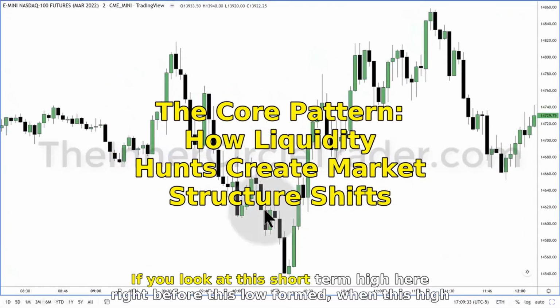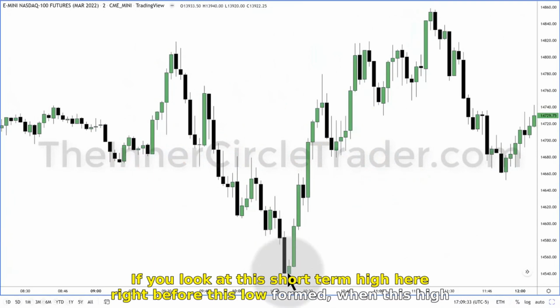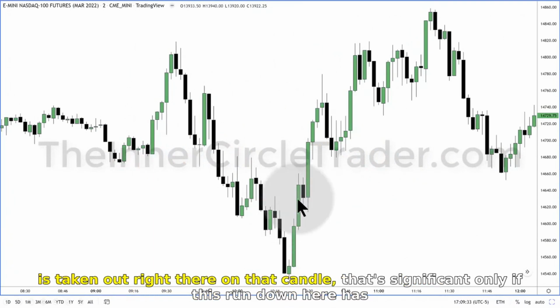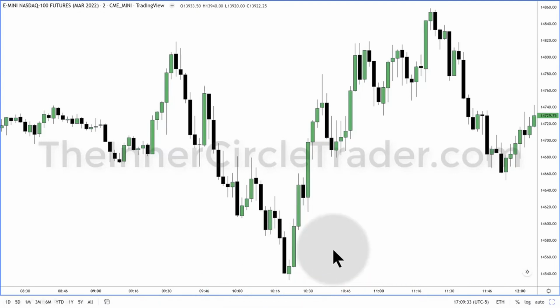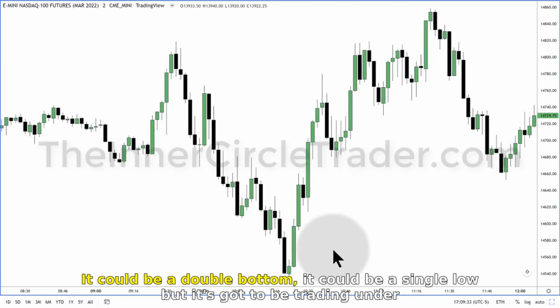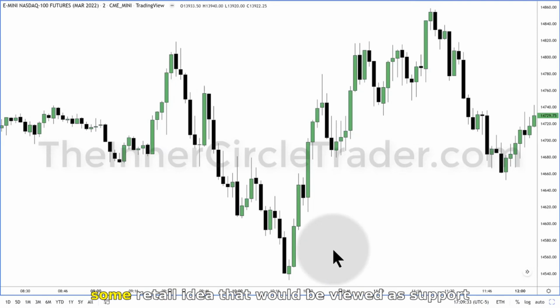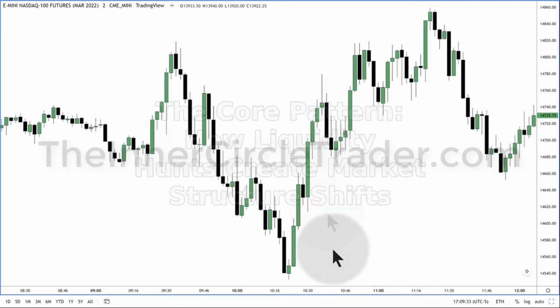You look at this short-term high here, right before this low formed. When this high is taken out right there on that candle, that's significant, only if this run down here has traded into sell stops, below an old low of some kind. It could be a double bottom, it could be a single low, but it's got to be trading under some retail idea that would be viewed as support.